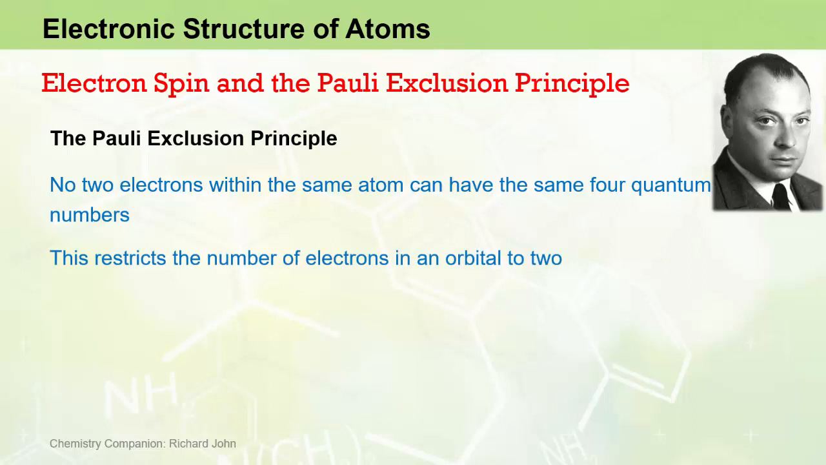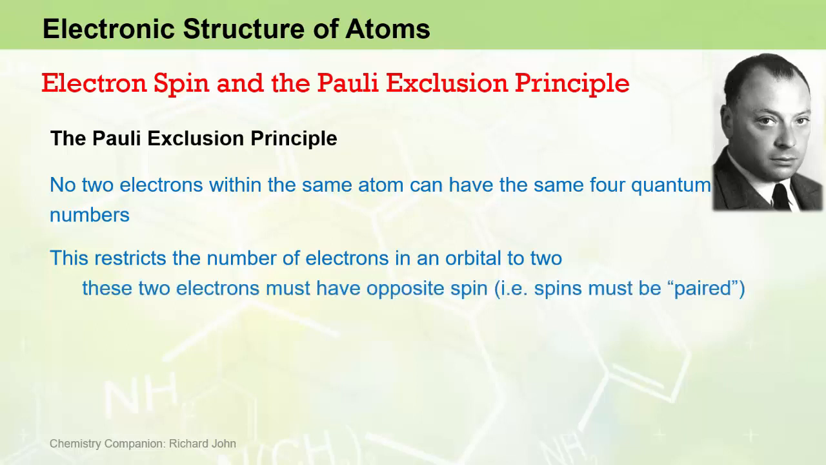The most significant implication of the Pauli Exclusion Principle is that it restricts the number of electrons in an orbital to two, and furthermore the two electrons must have opposite spin, one spin up and one spin down, or in other words, the spins must be paired.